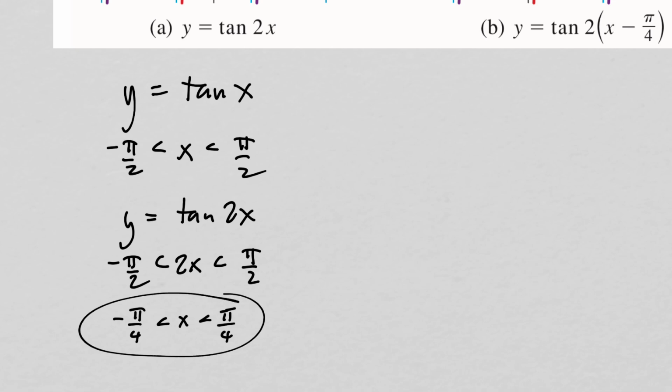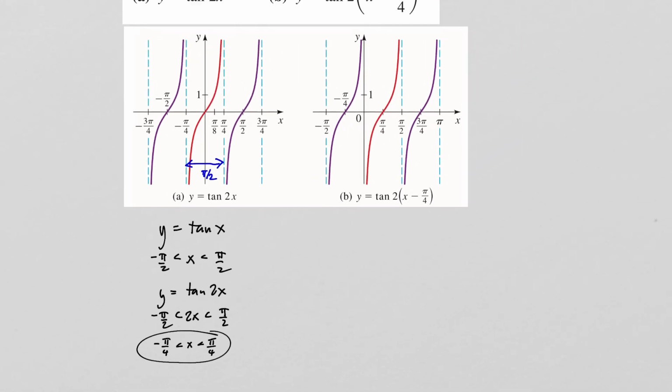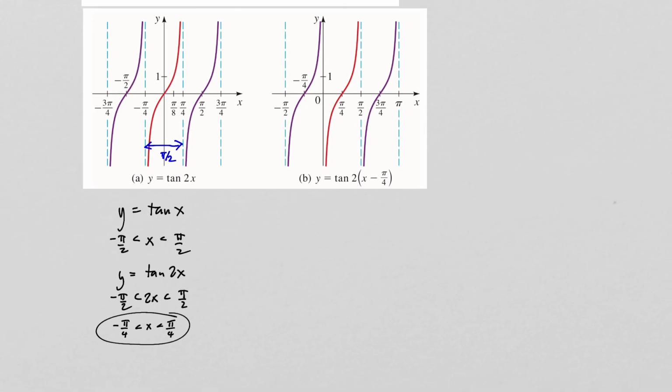And so now the first period of tangent, in this case, is going to occur between negative pi over 4 and positive pi over 4, which is exactly what you see on here. Now, the tangent graph itself looks pretty normal, and then after that, of course, it just repeats itself over and over again.